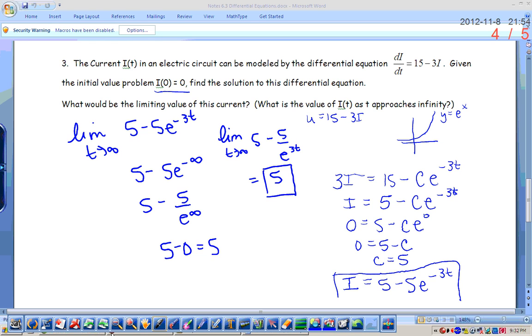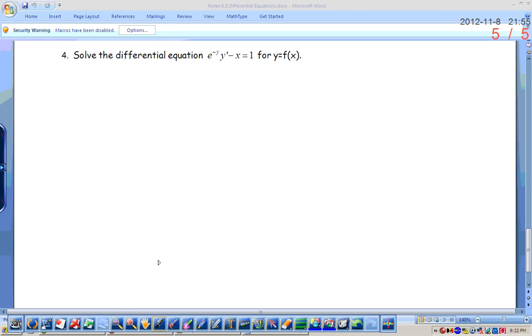All right, last problem. Solve the differential equation e to the negative y times y prime minus x equals 1 for y equals f of x. So once again, we see this y prime right here. I would suggest rewriting the y prime as dy dx.